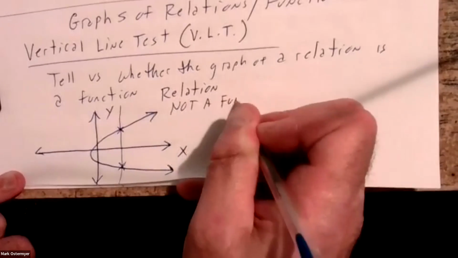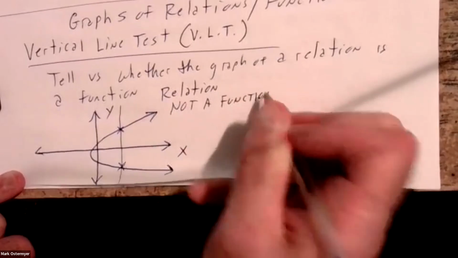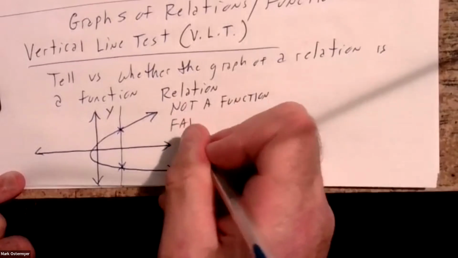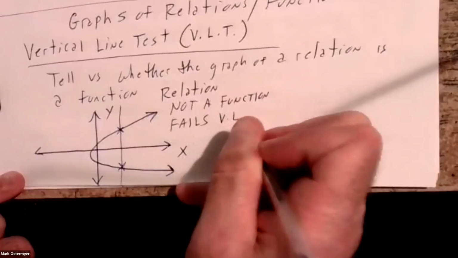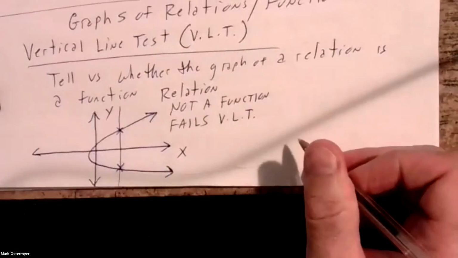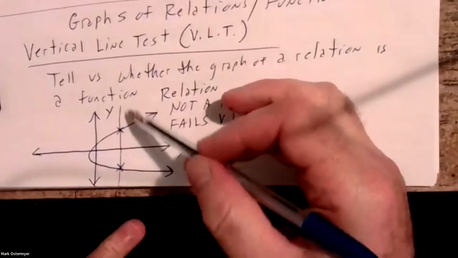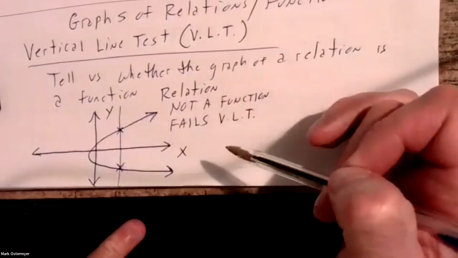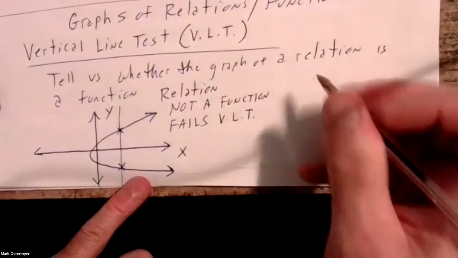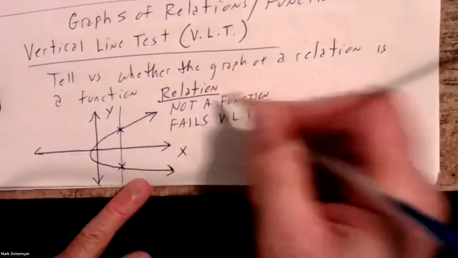We say the graph fails the vertical line test. Not a function, because we can place a vertical line somewhere in the XY plane and have it hit the graph at more than one point. That's not a function. It's a relation, but it's not a function.